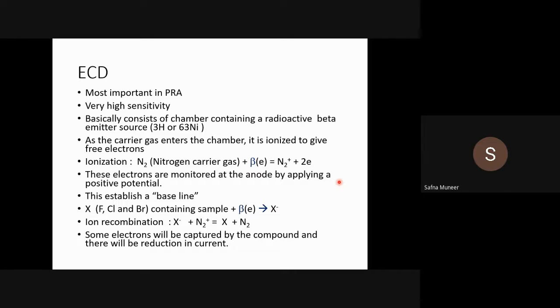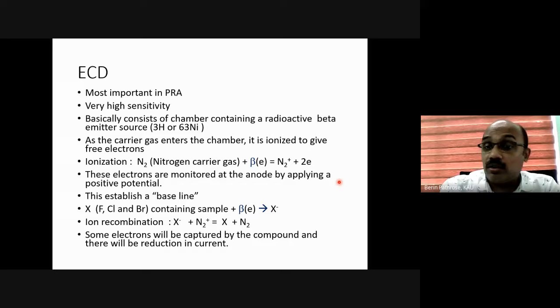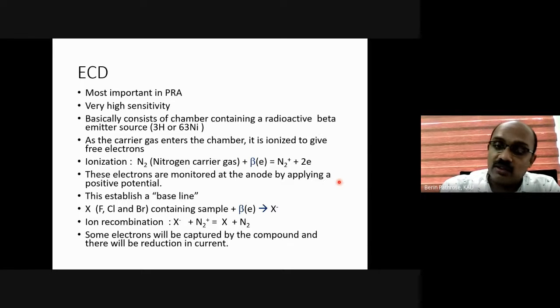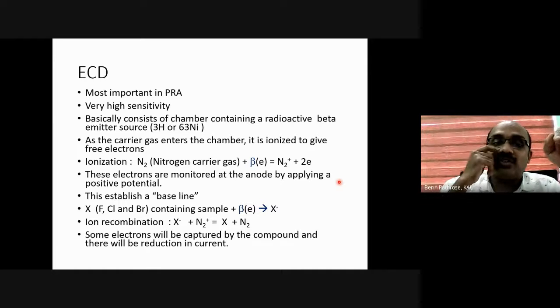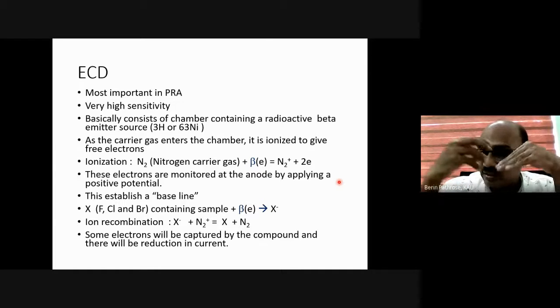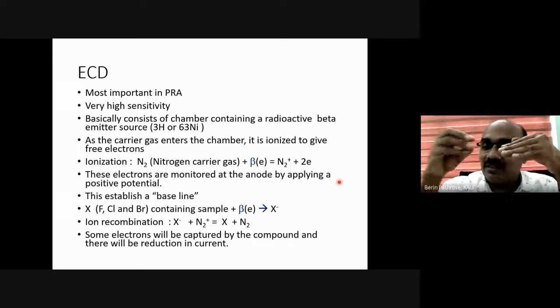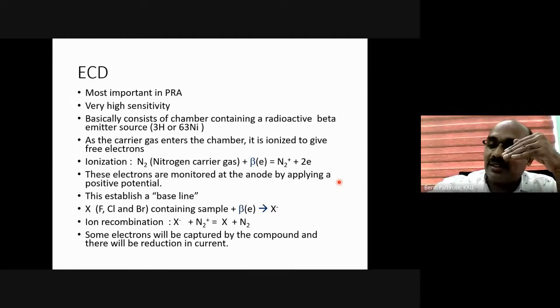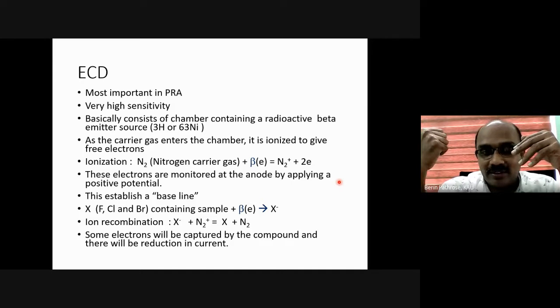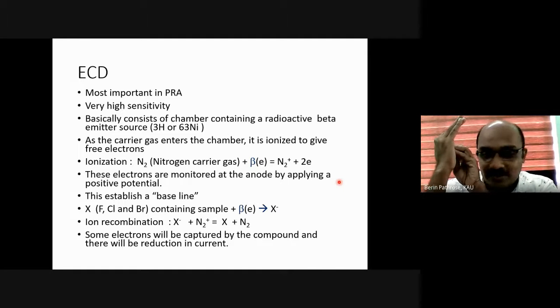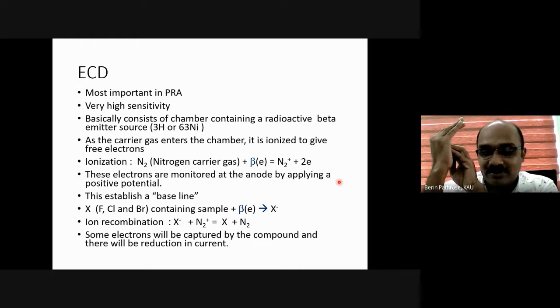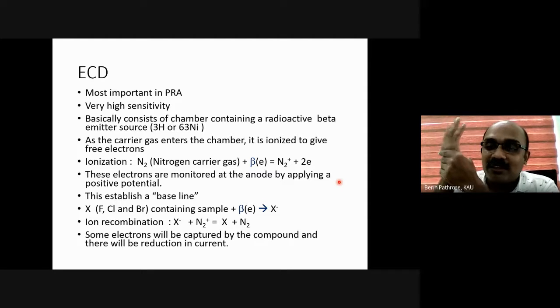The electrons won't be released by the carrier gas. Actually, once it passes through this radioactive ion source, it will release electrons. Electrons can be attracted to an electrode, isn't it? If you apply a positive potential at one side, the negatively charged electrons will be attracted to that electrode. Yes or no? Yes, sir. Yes. Then we can measure it. How much is it?